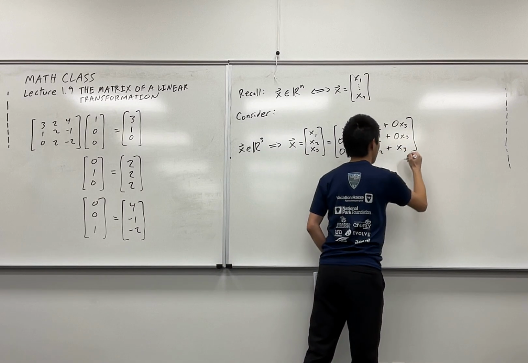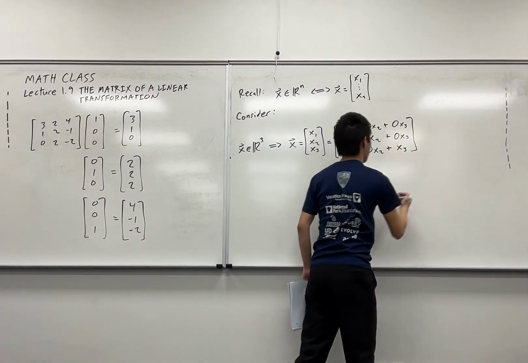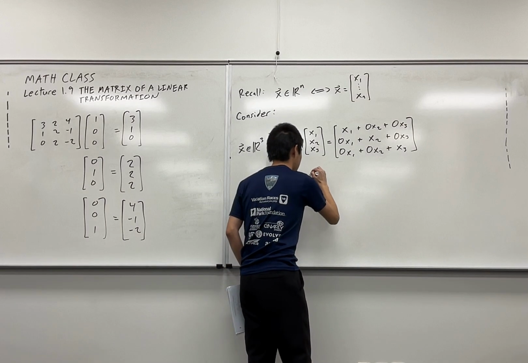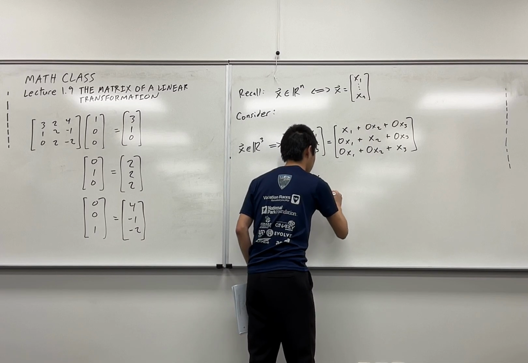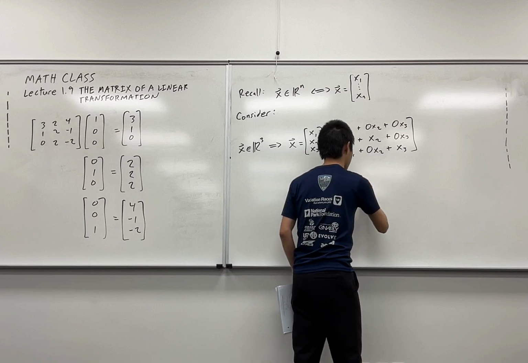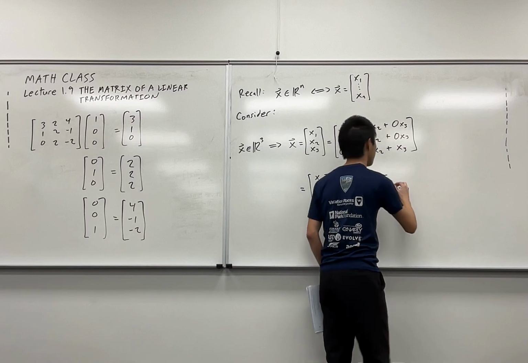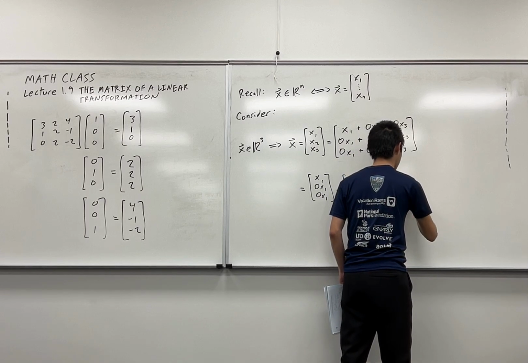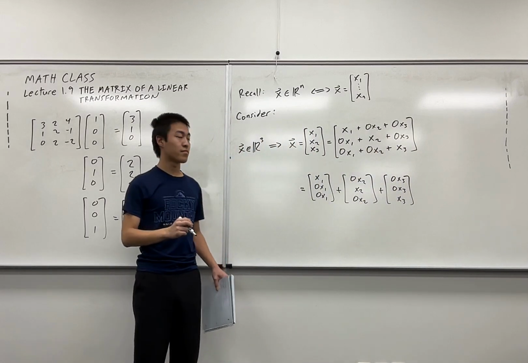Now, why am I going through all of this? Why is that really tedious? Well, because now, remember, we can split this up into separate vectors. So I could think of this as x1, 0x1, 0x1, plus 0x2, x2, 0x2, plus 0x3, 0x3, x3. So far, so good.